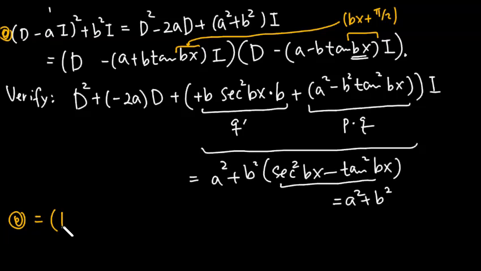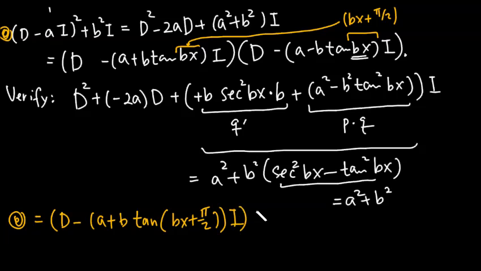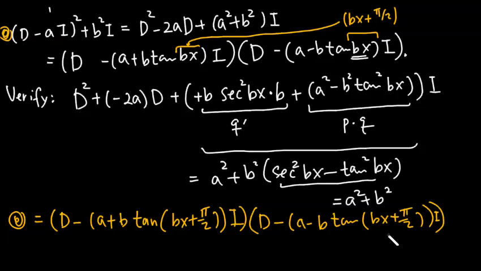have d minus a plus b times tangent of bx plus pi over 2. Let me write that down. Then I'll change it later. And we have the same thing, so I'm going to copy down quickly. So this is what we have, and instead of bx, we have bx plus pi over 2.